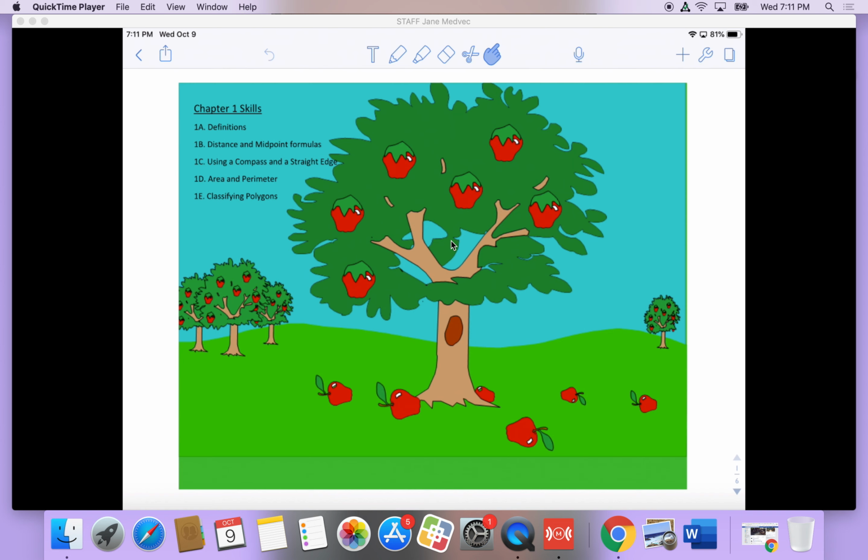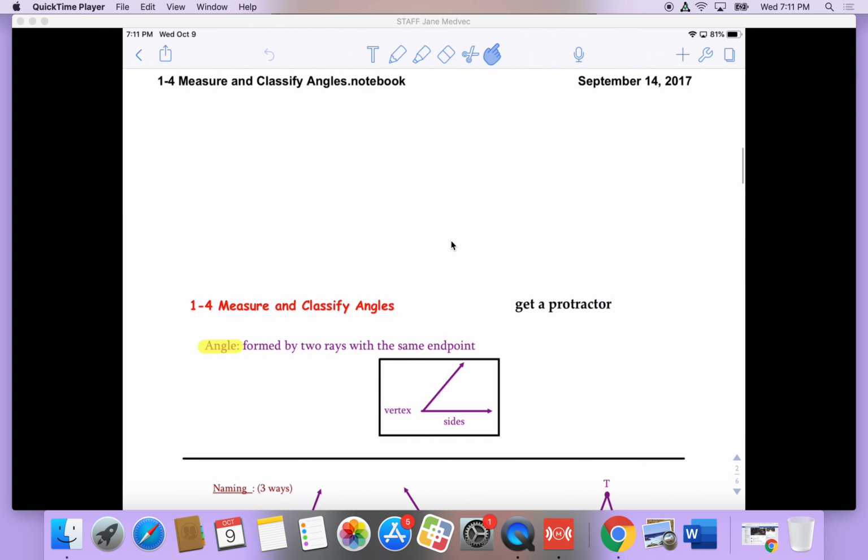What we're going to do is move on with Chapter 1. These are the skills, again, that we're working on with Chapter 1: definitions, distance and midpoint formulas, using a compass and a straight edge, area and perimeter, and classifying polygons. Now, Chapter 1, Section 4, we're measuring and classifying angles.